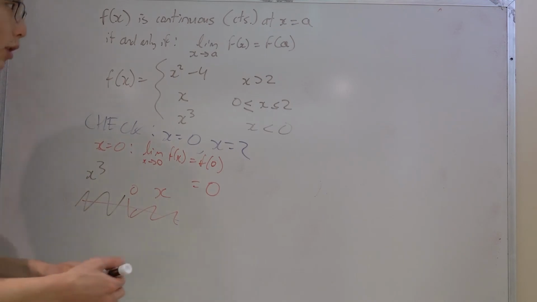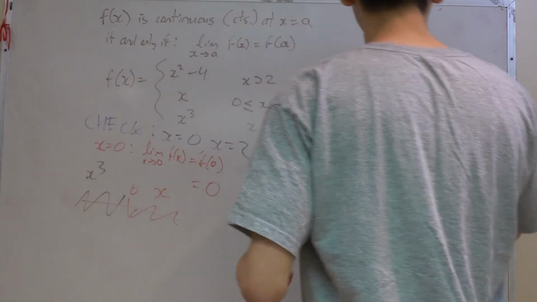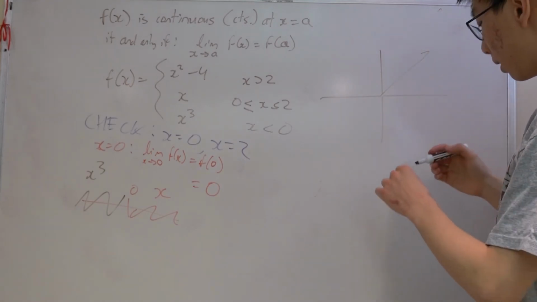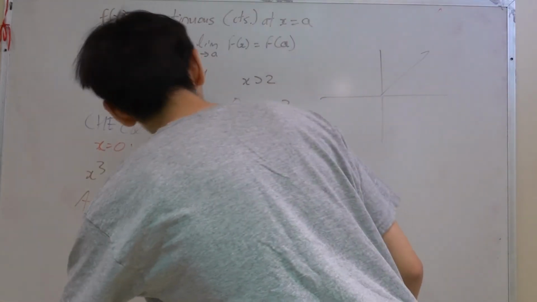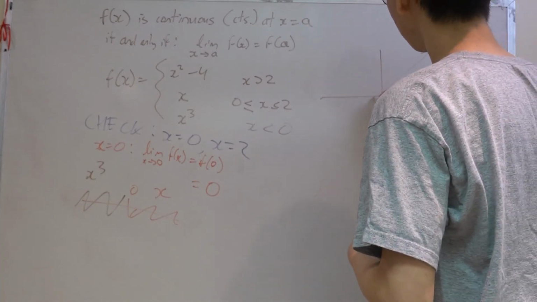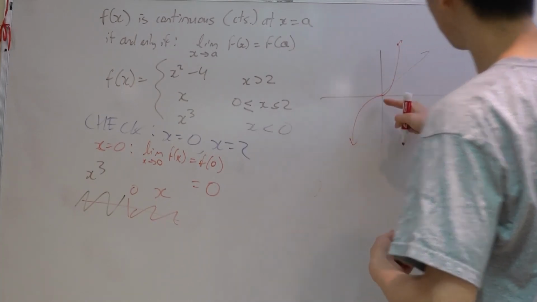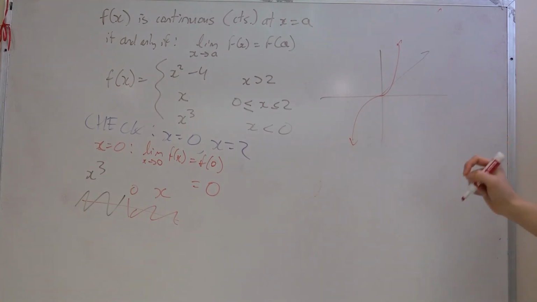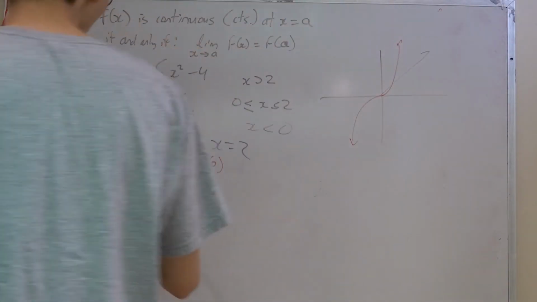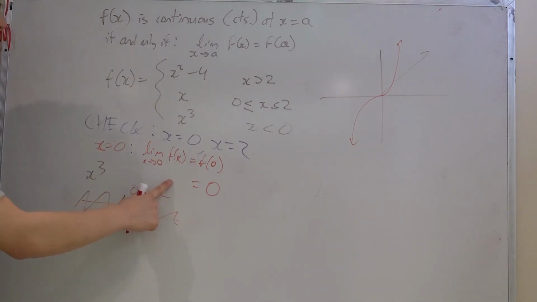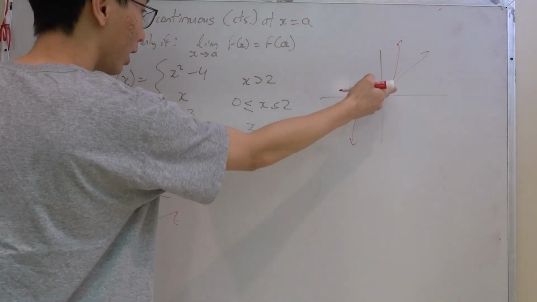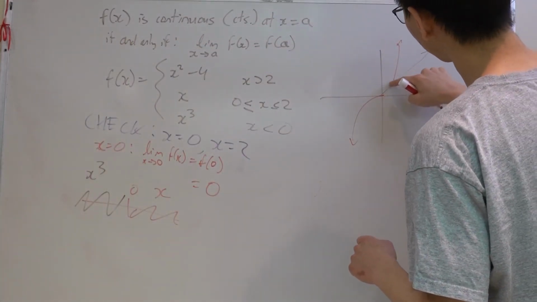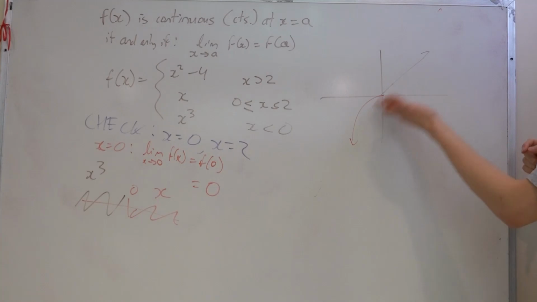You can do this just by graphing it. They are not very difficult functions to graph. x looks like this, and x cubed looks like that. Both of them are literally 0 at 0. So the limit does exist, just by looking at the graph. Remember, our function is piecewise, and it looks like that.